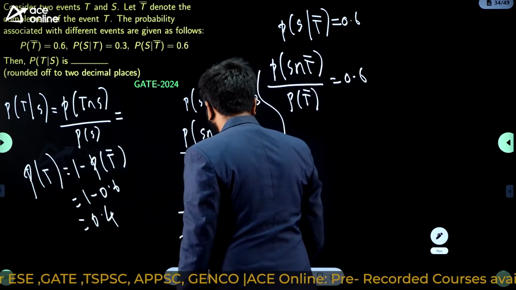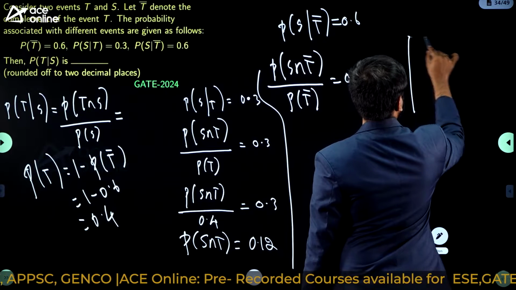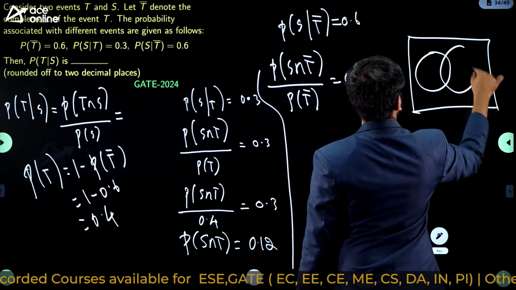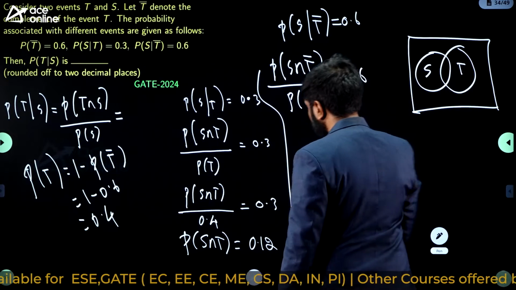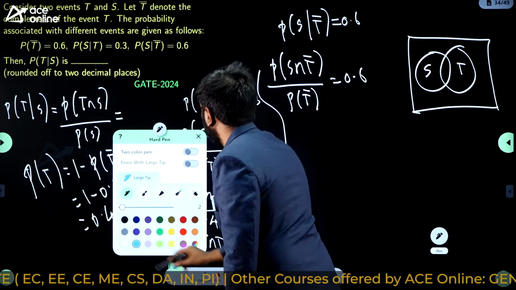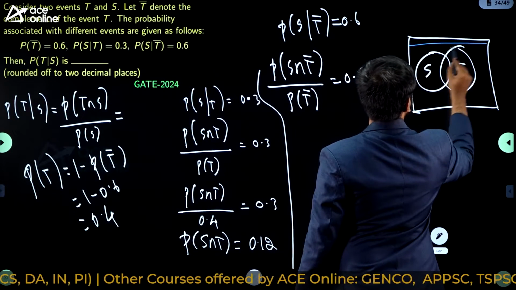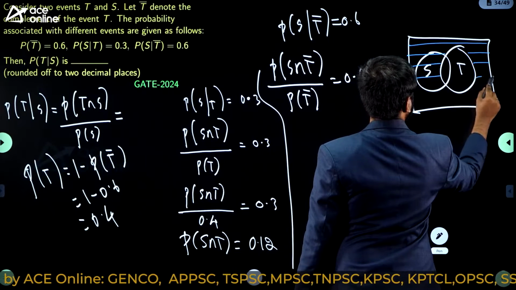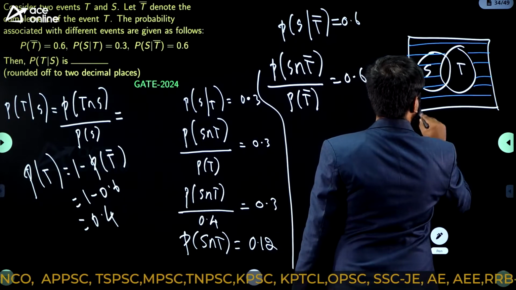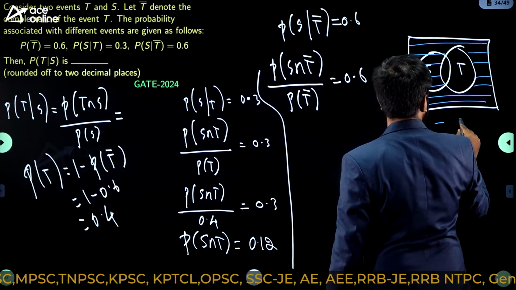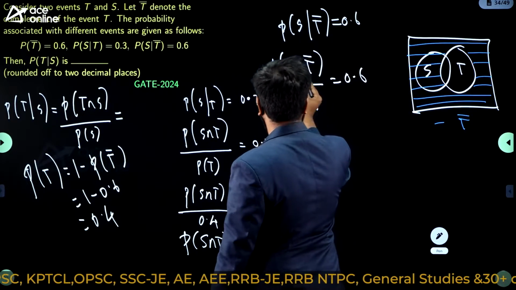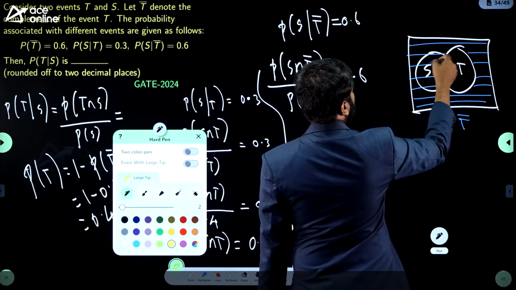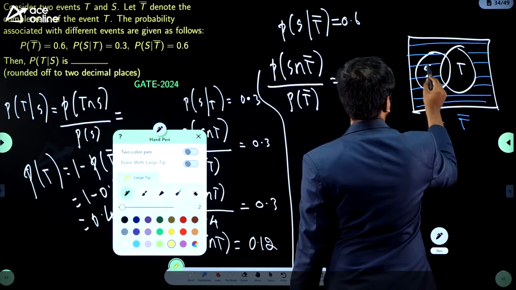What is the numerator probability? Maybe let us draw a Venn diagram. Let us say this is S, and let us say this is T. So what could be the T complement, students? Will this be T complement? Let us check it. Whatever I shaded in blue is T complement. What we need is S intersection T complement. You can see S here, you can see the blue lines as T complement, and their intersection is obviously this part.